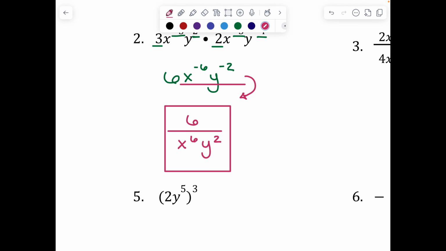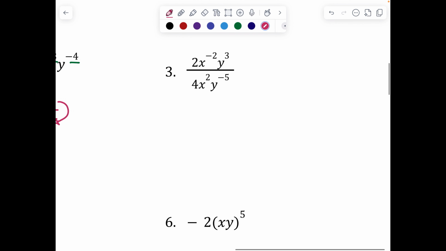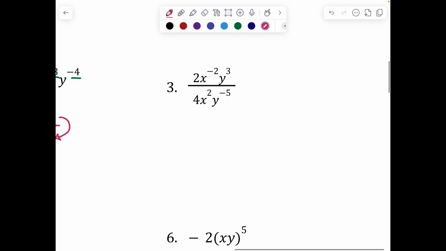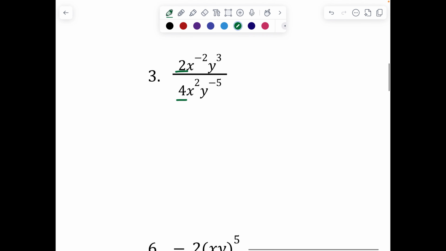So let's go ahead and look at division now. So division I'm going to do a little bit differently. I prefer to move them first so that they start all as positive and then I can deal with them. So first thing I'm going to do though is I'm going to simplify my coefficients. So 2 over 4, we can divide both of those by 2, so I get 1 over 2.